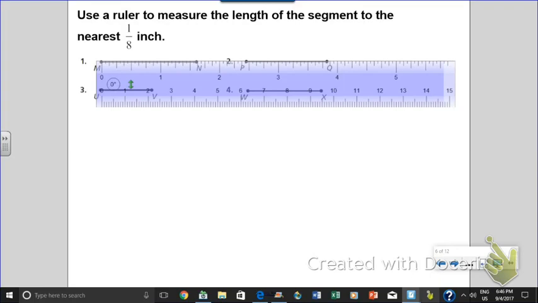For example, in the first one, we're measuring to the nearest 1/8 of an inch. So if we take a look, we have 1 inch, and then we have an additional 1/2 of an inch plus another 1/8 of an inch. Now 1/2 is the same as 4/8. So we have 5/8 of an inch, so it'll be 1 5/8 inches.